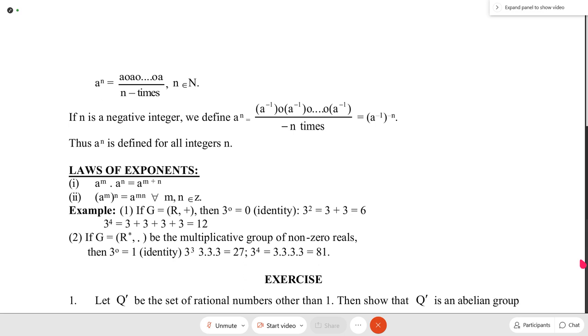So that's all we have. Focus more on the solved examples for your MTA. Exercises maybe not that much required immediately. There are many solved examples, so just go through the solved examples.